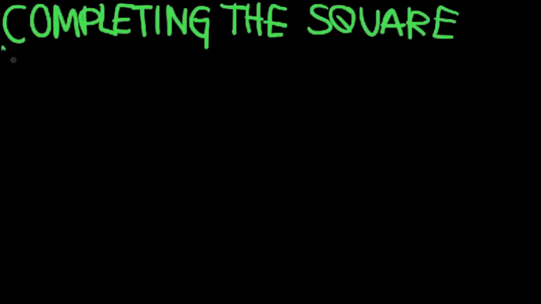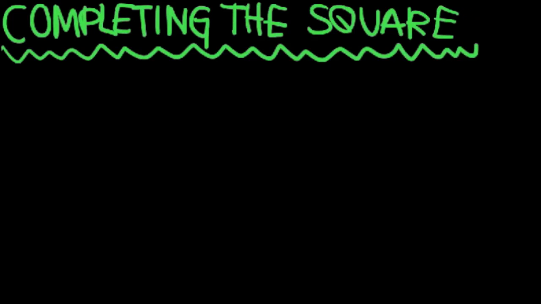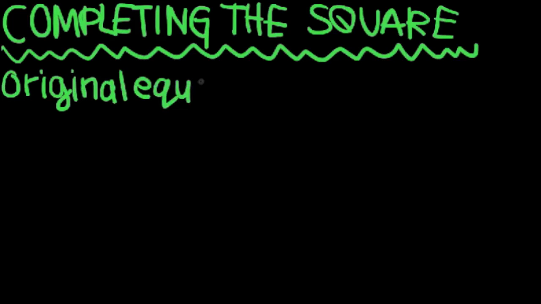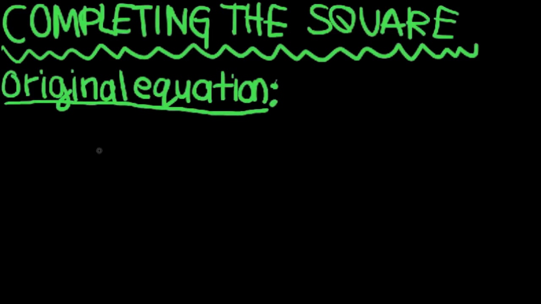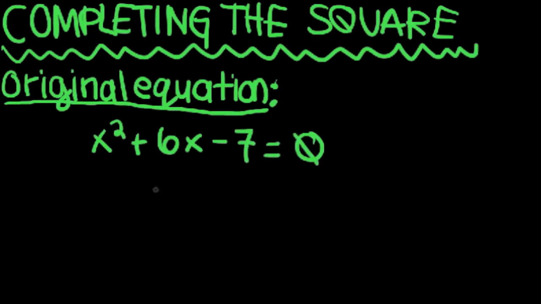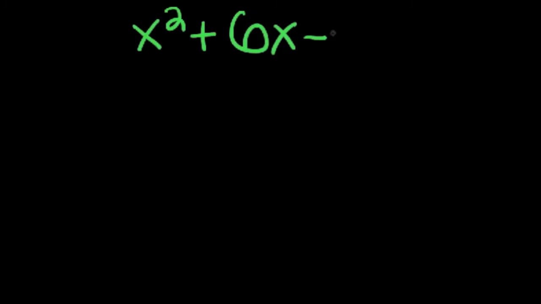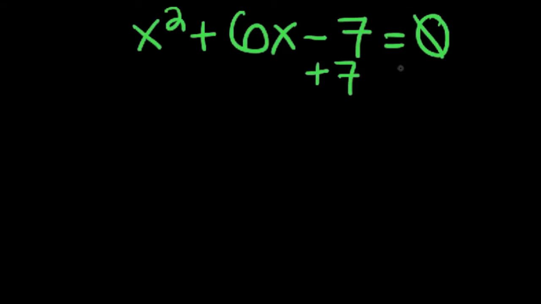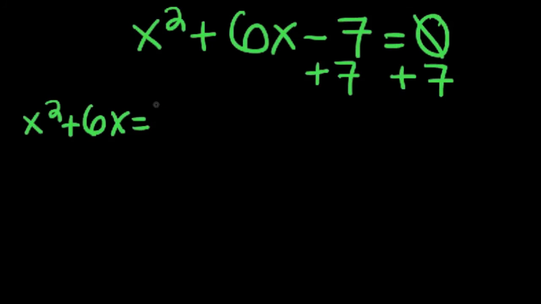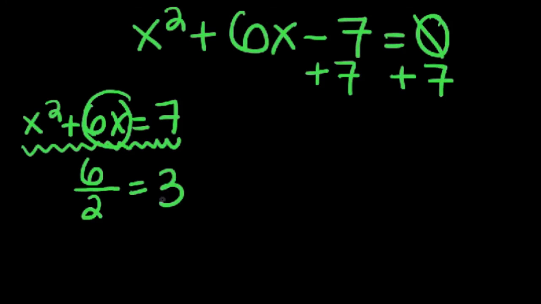Another is completing the square. Completing the square is most often used when solving a quadratic. So our original equation is x squared plus 6x minus 7 equals 0. Now the first thing to do when completing the square is add your constant to both sides. So we're going to add 7 to both sides. We then get x squared plus 6x equals 7. Now, solving and completing the square, you take your coefficient on the x, don't forget the sign, divide it by 2, and then square it. 6 divided by 2 equals 3, 3 squared equals 9.